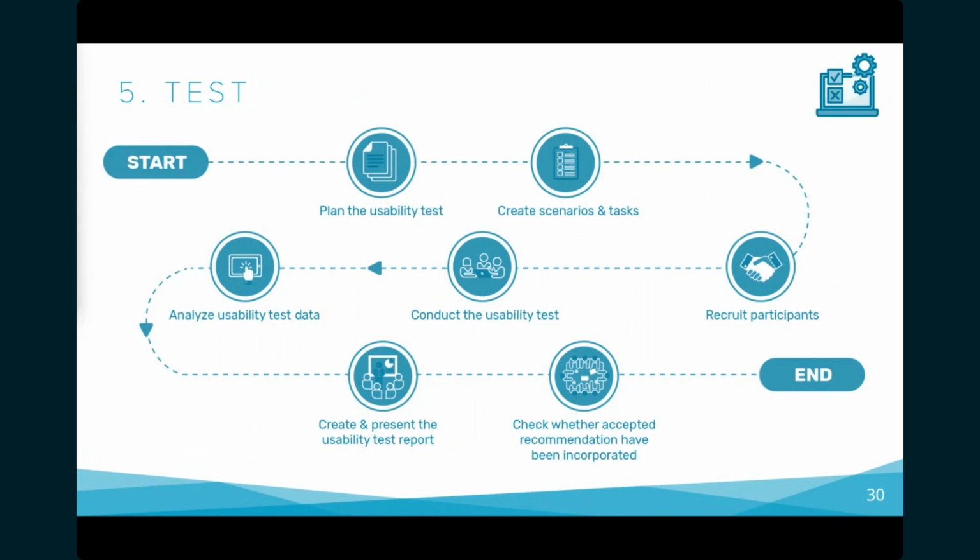So starting from the test plan, creating scenarios and tasks, recruiting the participants, conducting the usability test, analyzing usability test data, creating and presenting the usability test report, and checking whether accepted recommendations have been incorporated. So these research feedback and insights are propagated to the design thinking process in iterating the prototypes for improvements.